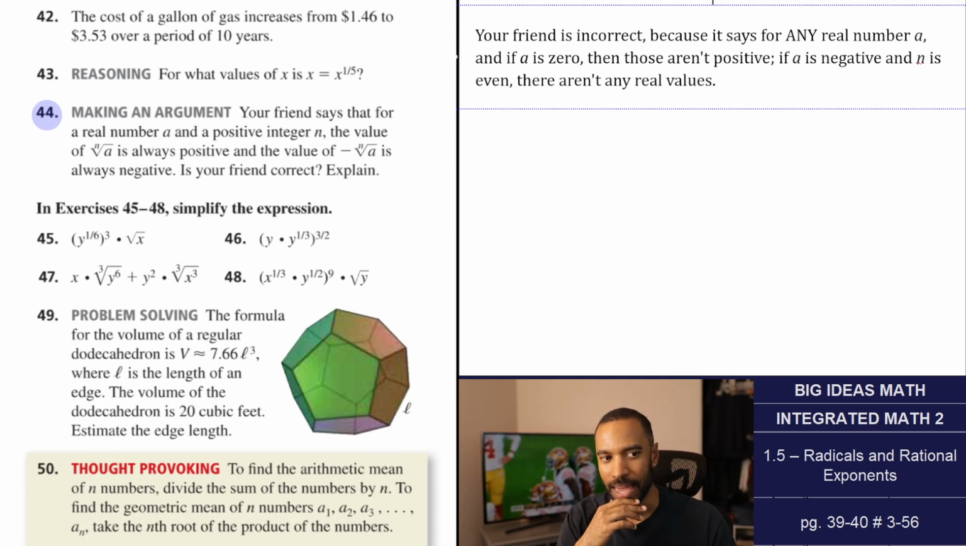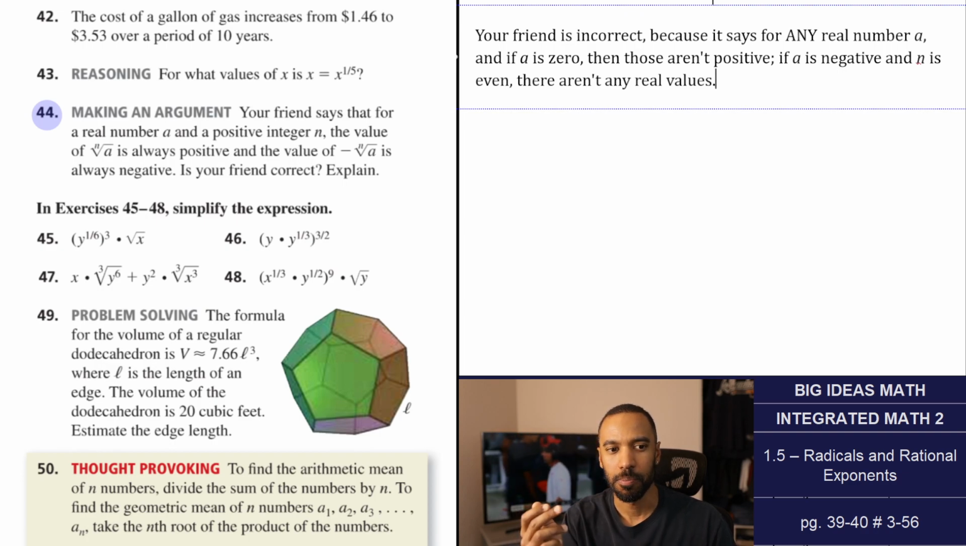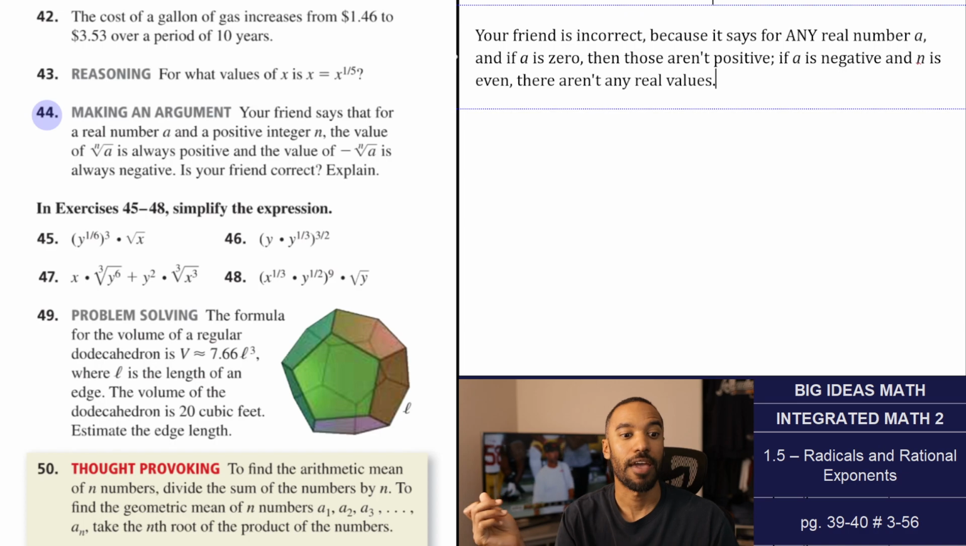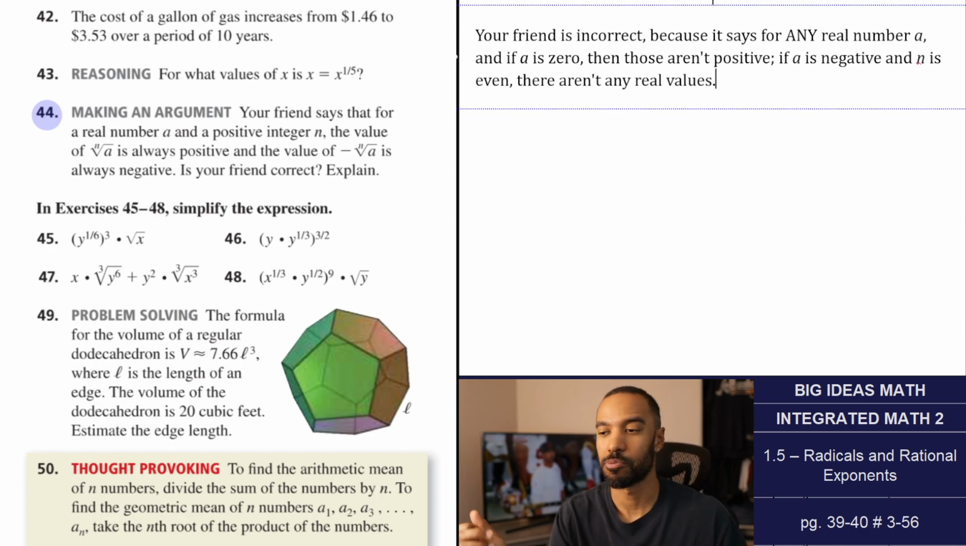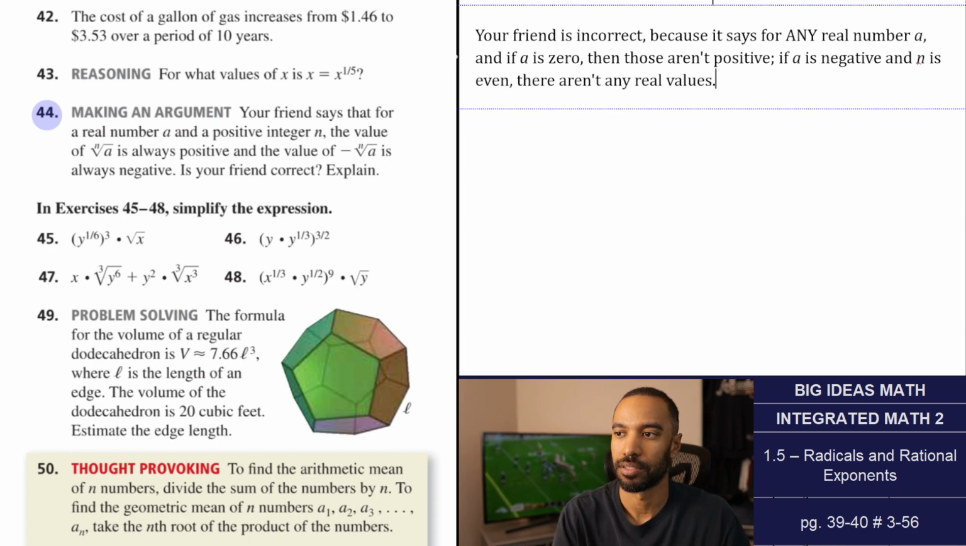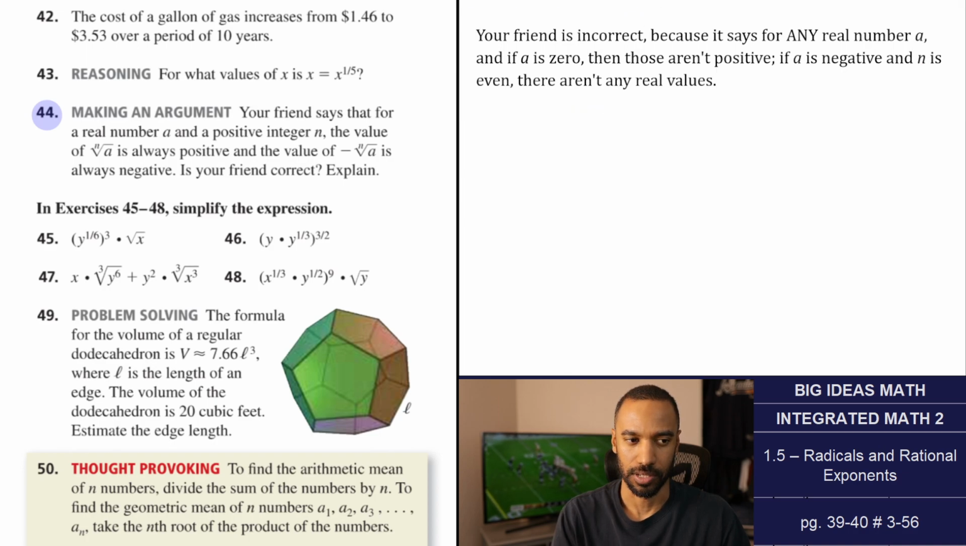Now, if a was positive, you're good. If a is positive, then you're good. Then that would be correct. Otherwise, that's the answer for 44.